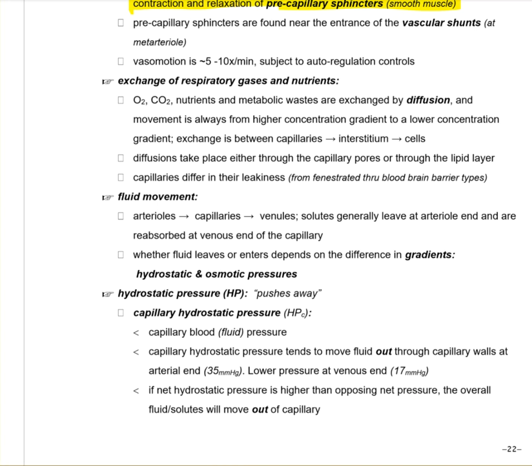Okay, and the oxygen and the carbon dioxide and the nutrients and the waste are all exchanged by diffusion, and it's always going from high concentration to low concentration. Nothing new there. Okay. The exchange is always capillaries into the interstitial fluid, and then from the interstitial fluid into the cells. So we don't go directly to the cells, we always have to put it into the interstitial fluid. The diffusions will take place either through capillary pores or through the lipid bilayer. And remember, capillaries have different leakiness. We talked about that when we talked about the structural parts of capillaries.